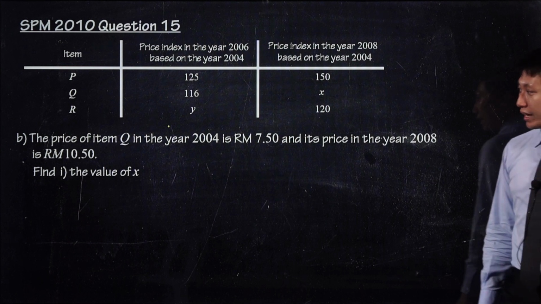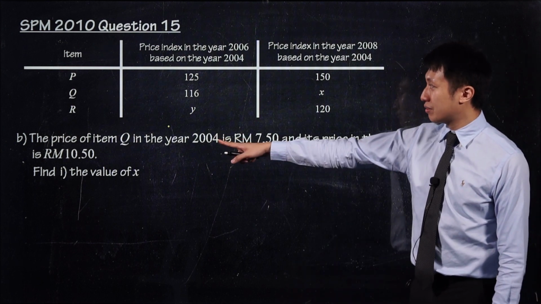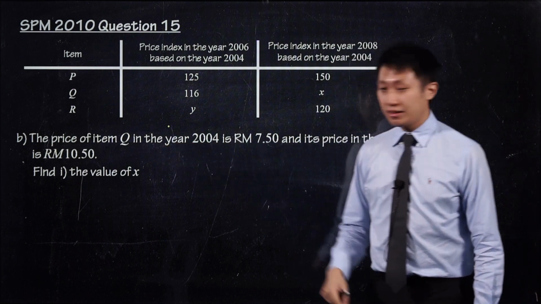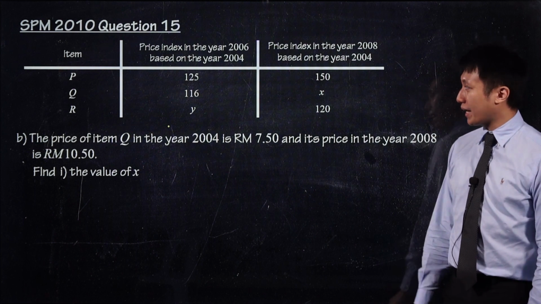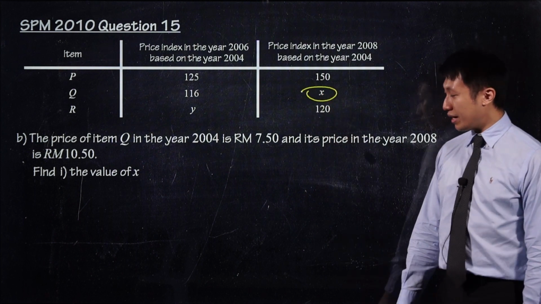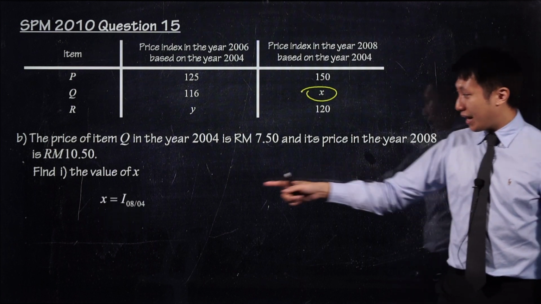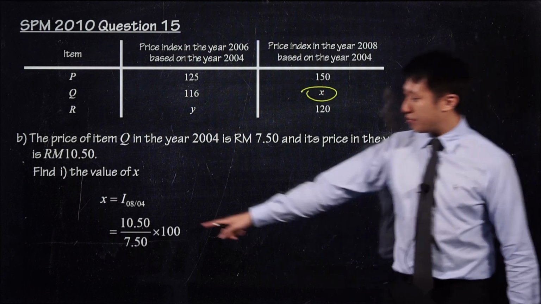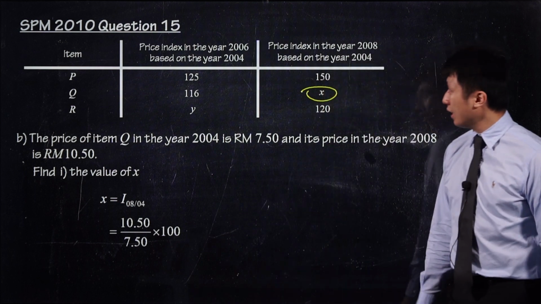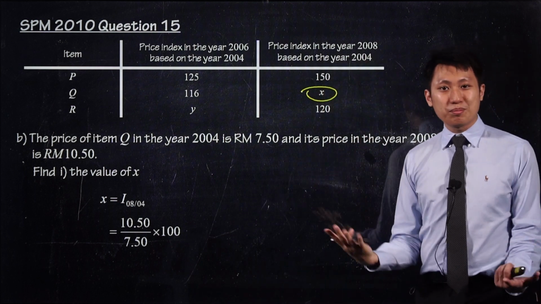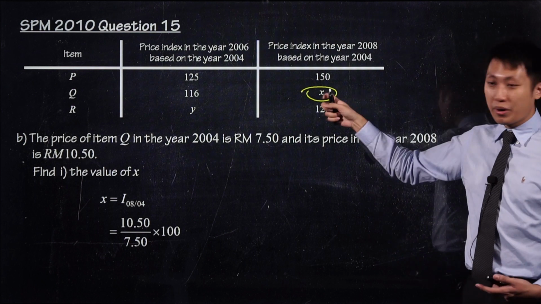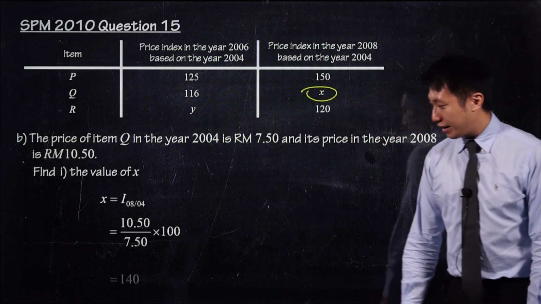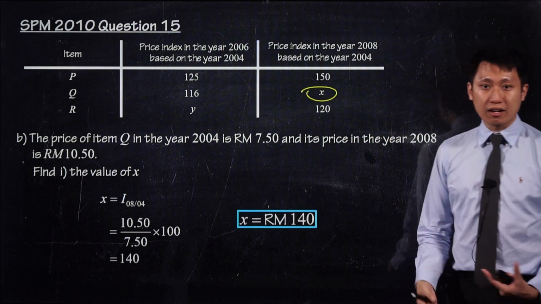Okay, so the price of item Q in 2004 is 750. The price in 2008 is 1050. So find the value of X. So you want to find this. How do I find it? First of all, X is I0804, hence it is equal to 1050 divided by 750. This is the simplest example, the simplest way to find X: just directly take the price of 08 divided by the price of 04 multiplied by 100. Then get the answer 140. It means the price actually increased 40%.